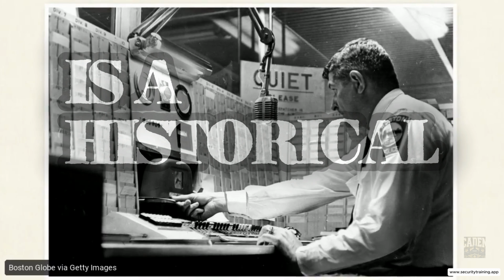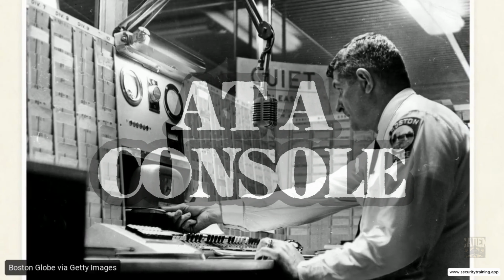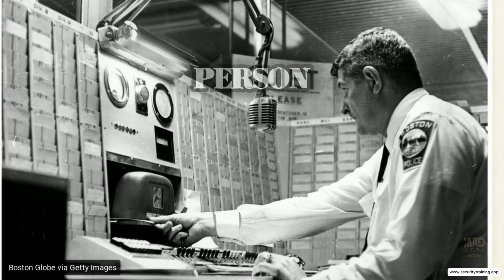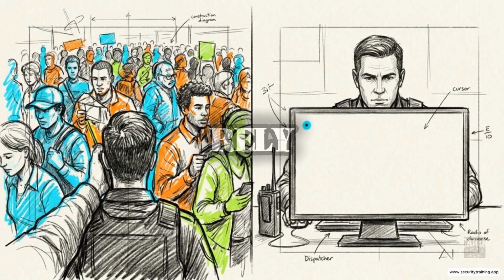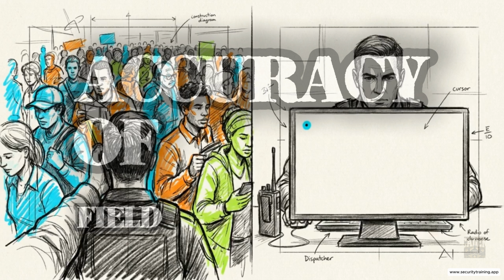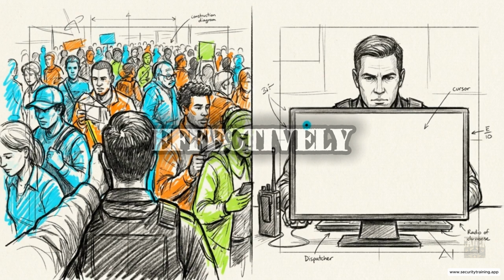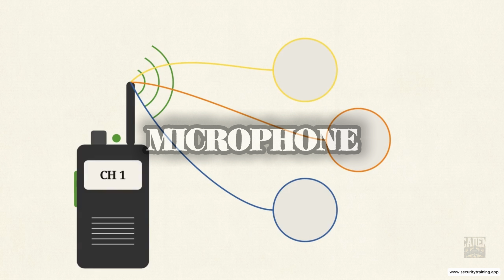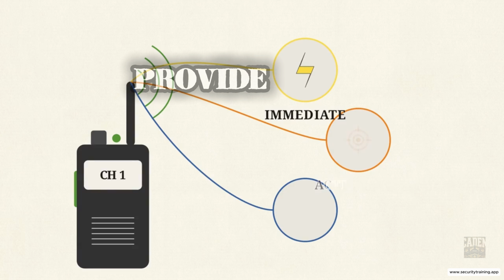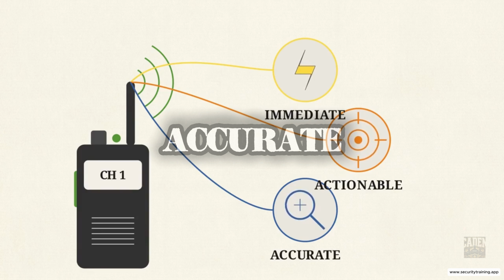This is a historical look at a police dispatcher at a console. Then, as now, the person on the other end of the line cannot see what you see. They rely entirely on the accuracy of field units to mobilize resources effectively. Consistent radio discipline ensures that when you do key your microphone, the information you provide is immediate, actionable, and accurate.